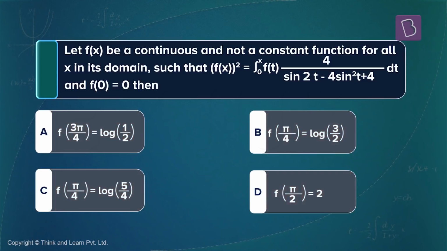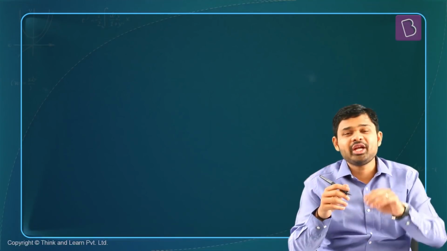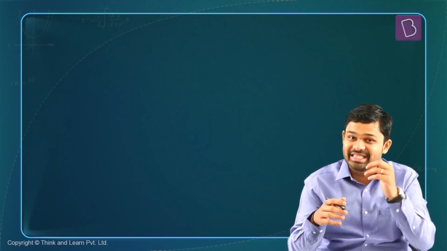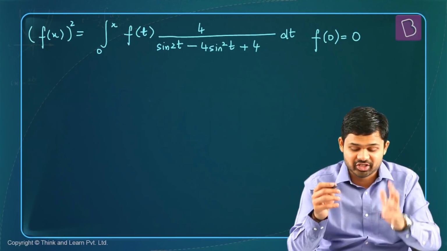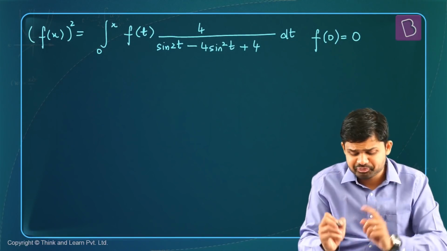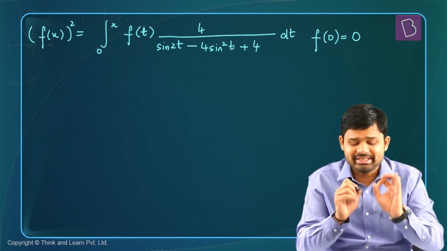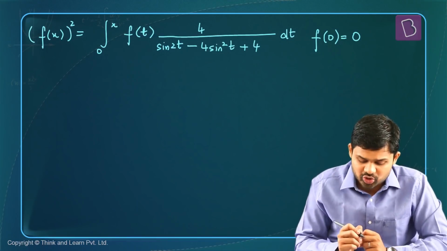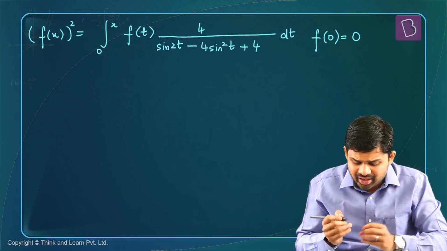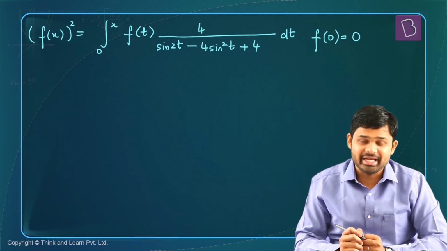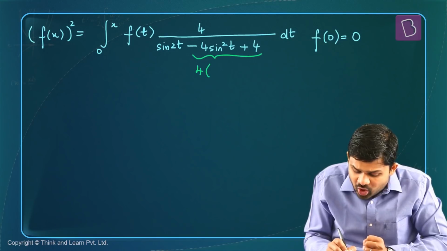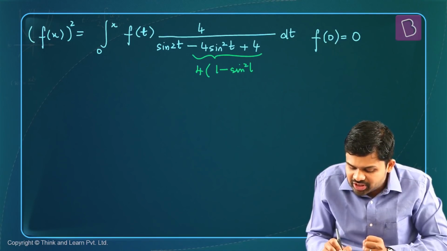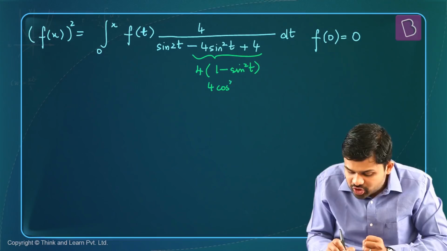It's a multiple correct answer kind of question. So we'll have to check for all the options. So before moving into finding the value of f, let's first determine what f is, because we know f of x the whole square and not f of x. So how do you go about this question? Before that, let's simplify this expression of f of x the whole square, because I see a complicated trigonometric expression in the denominator. So let's try and simplify this. Now this is 4 times 1 minus sine square t, which is nothing but 4 cos square t.